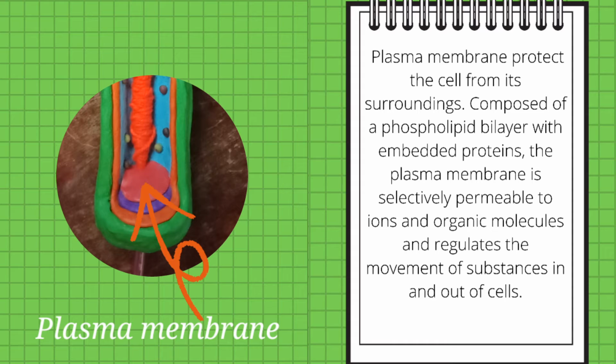Plasma membrane protects the cell from its surroundings. Composed of a phospholipid bilayer with embedded proteins, the plasma membrane is selectively permeable to ions and organic molecules and regulates the movement of substances in and out of the cell.